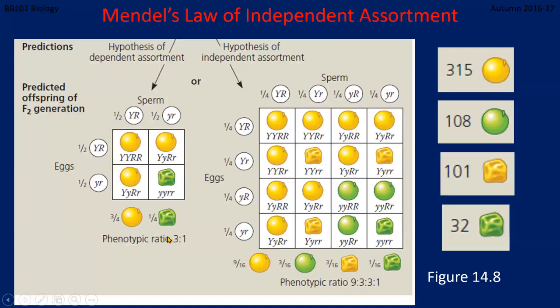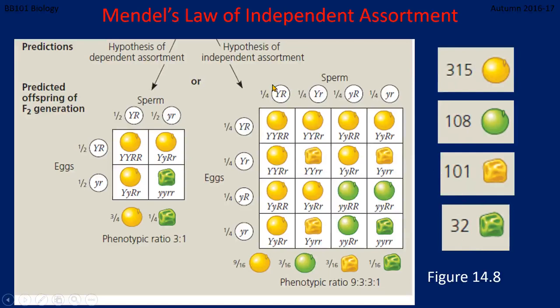So the 3 will have yellow and round shape, and 1 will have wrinkled and green color. But in his case, what he saw in the second generation was 315 round and yellow peas, then 108 green and round, then 101 wrinkled and yellow, and green wrinkled, where both traits are recessive, was 32.